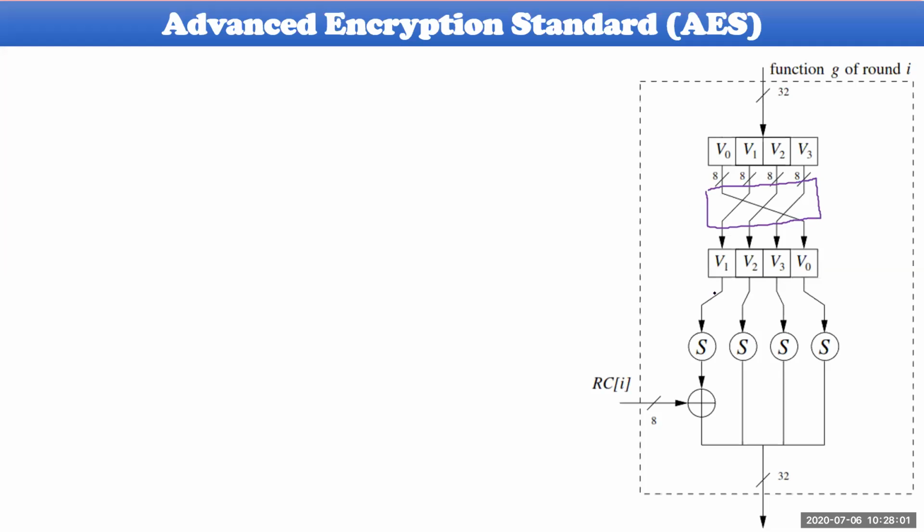After that, each and every byte, this is 8, this is also 8, this is also 8, and this is also 8 here, will be sent to the S box. We have already covered the S box in the previous session. After the S box, the output is exclusive OR with RC of i. I'll explain what this RC of i is after some time, so just wait for one moment. V1 will be sent to the S box, the output of the S box is again exclusive OR with RC of i, and then everything is combined together to form 32 bits. So it will be considered as the G value.